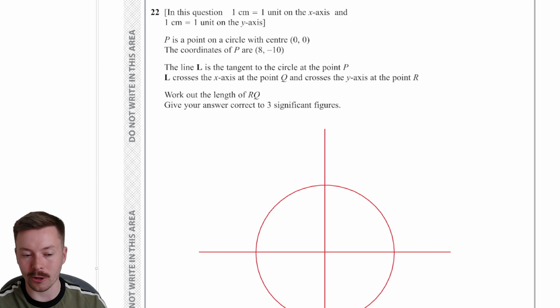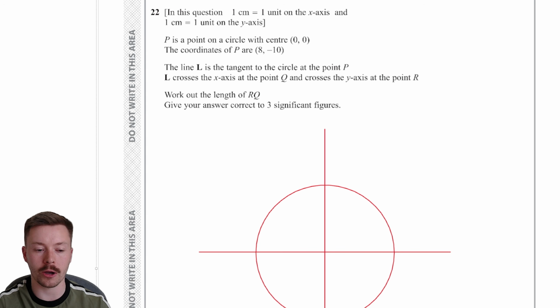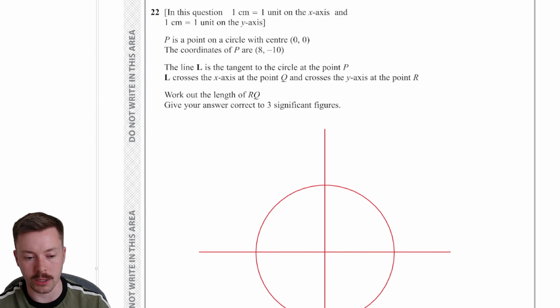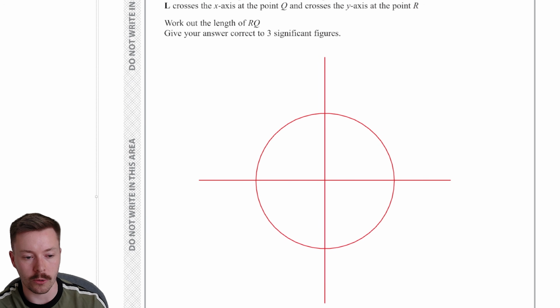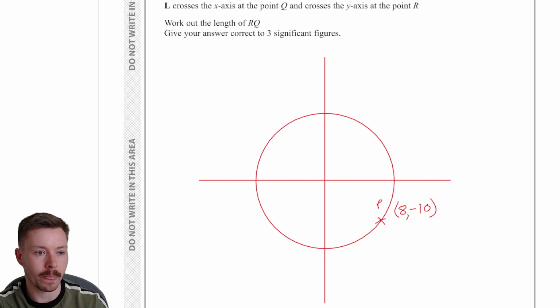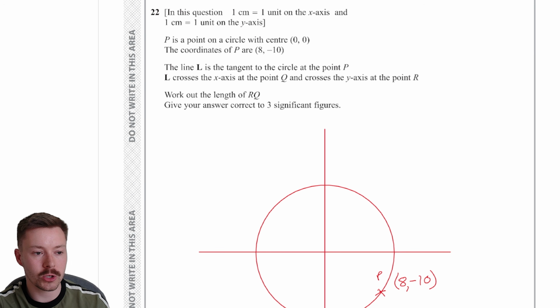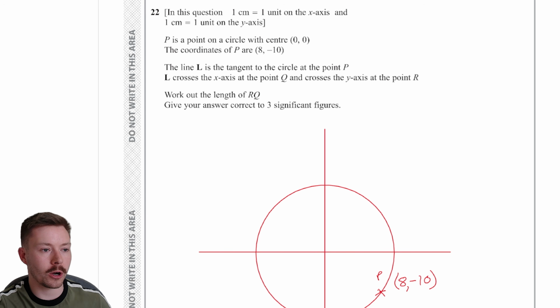Now I've got no scale on this axis, but that's kind of deliberate so that I can just put the point P anywhere in a specific region, which I'm going to say in a second, but that could be correct, theoretically. Okay, so P (8, -10), that's positive on the x, and then it's going to be negative on the y. So let's just say it is somewhere down here. So let's say that's point P, and that is (8, -10). Okay. The line L is a tangent to the circle at the point P. L crosses the x-axis at the point Q and the y-axis at the point R. Work out the length of RQ.